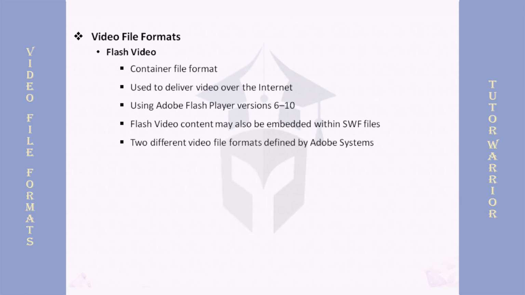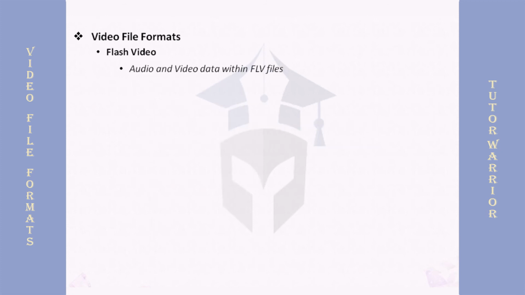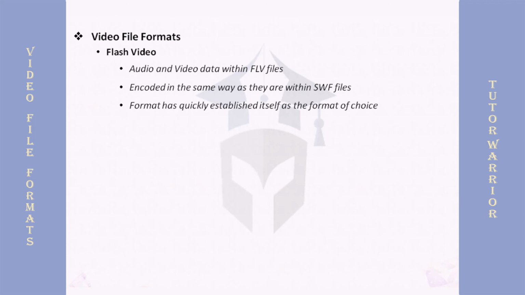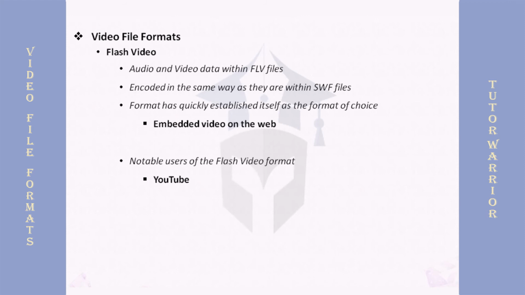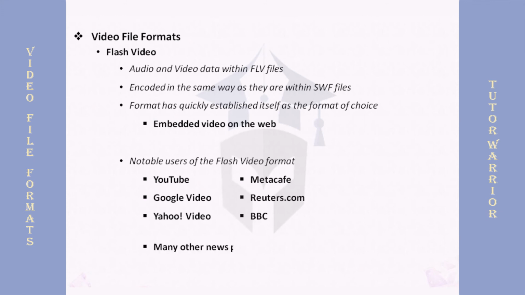There are two different video file formats defined by Adobe Systems and supported in Adobe Flash Player, FLV and F4V. The audio and video data within FLV files are encoded in the same way as they are within SWF files. The format has quickly established itself as the format of choice for embedded video on the web. Notable users of the Flash video format include YouTube, Google Video, Yahoo Video, MetaCafe, Reuters.com, BBC, and many other news providers.